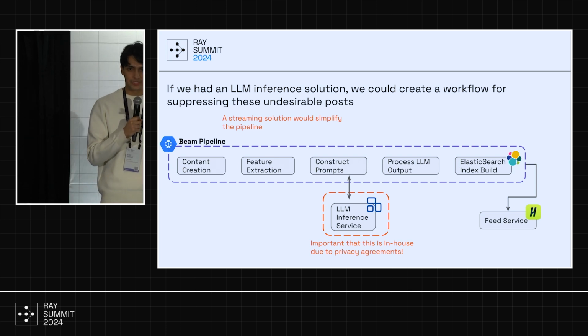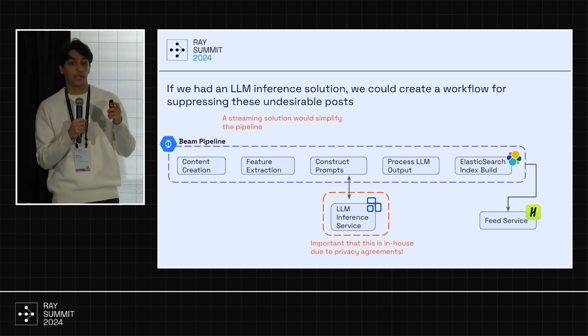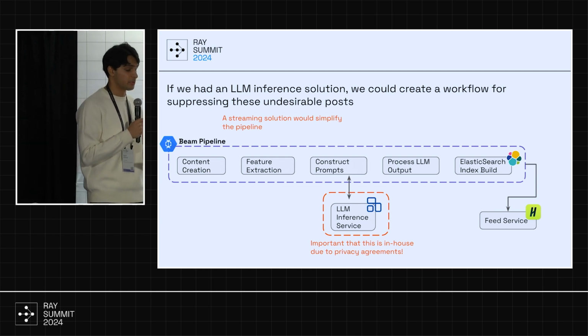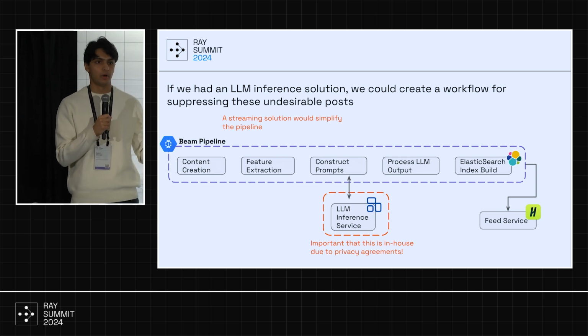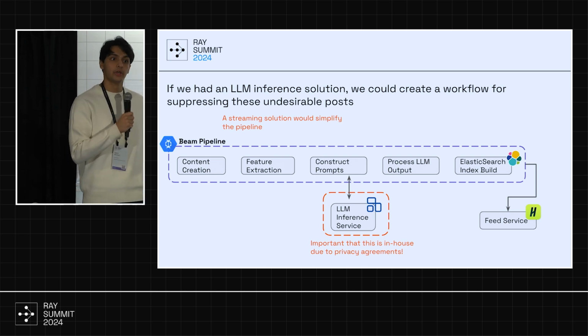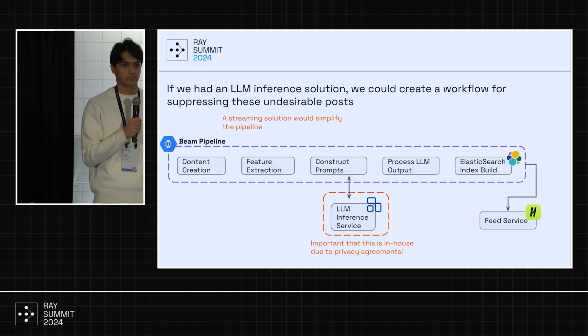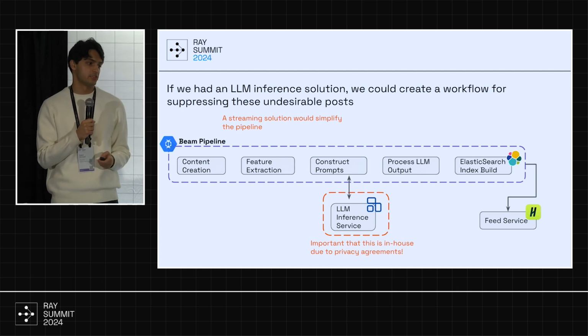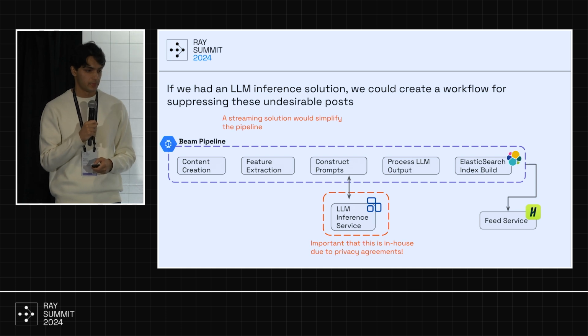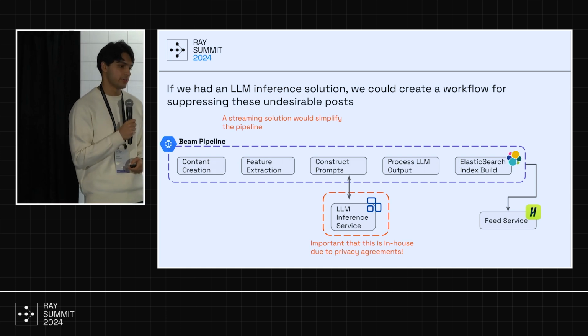We're just going to translate things from the offline batch world to the real-time streaming world. And in particular, we change from using a Ray job that can be submitted as part of an Airflow DAG to a real-time LLM inference service that can be called from the Beam pipeline that's doing the rest of the process, including the feature extraction, prompt construction, processing the LLM output, and then finally streaming everything to our index in real time. We still, of course, have that constraint that we want our LLM inference to be in-house to make sure we're adhering to our privacy agreements.